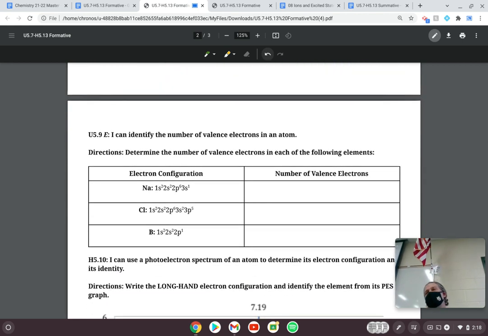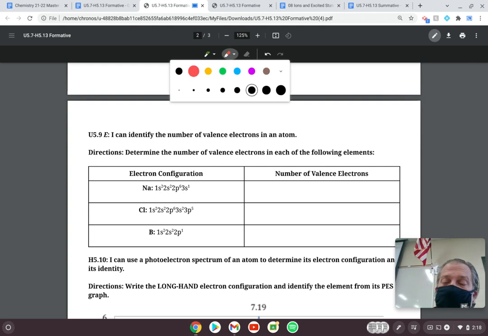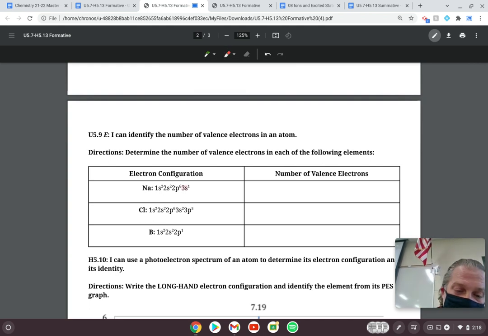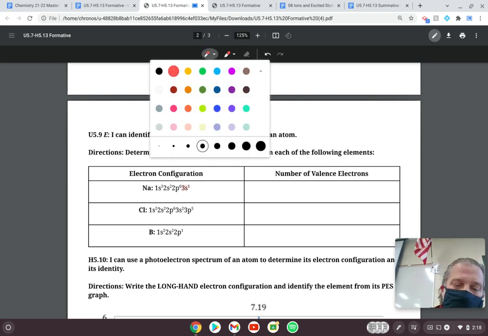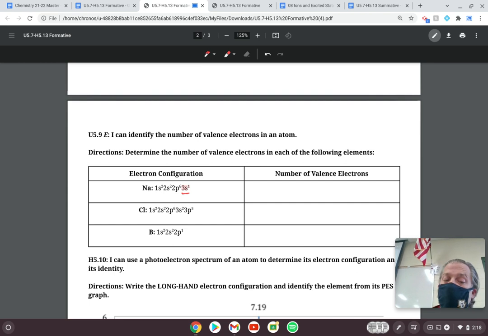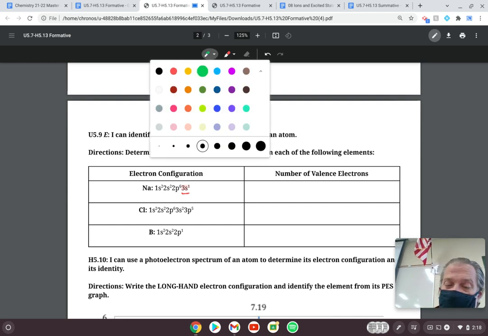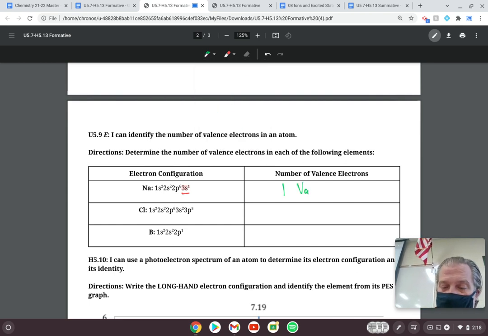All right, next thing we have to do is determine the number of valence electrons. The way that we go about determining the number of valence electrons is we look for our biggest energy level. And our biggest energy level, in this case, in the first one, is the 3s energy level. The 3s energy level has 1 electron in it. So we're going to say that this has 1 valence electron.